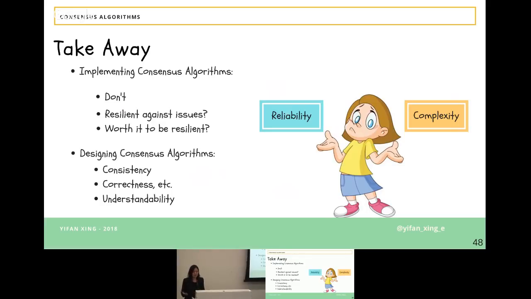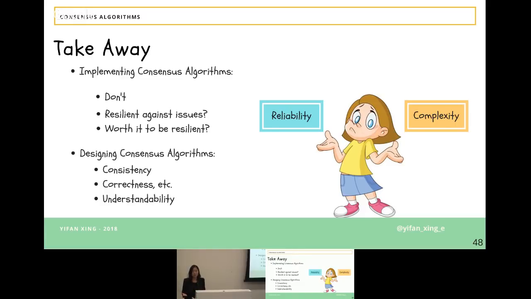When you're implementing it, you need to think about the problems that we mentioned. Is your system resilient against all those issues and more? And also, when you do have to implement it, you need to think, do I want my algorithm to be resilient against those problems? For example, not all the machines need to be Byzantine fault tolerant. It's a trade-off between reliability and complexity. You need to make the decision when you're implementing the algorithms.